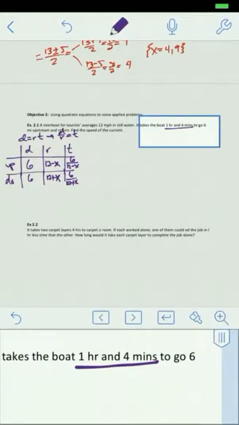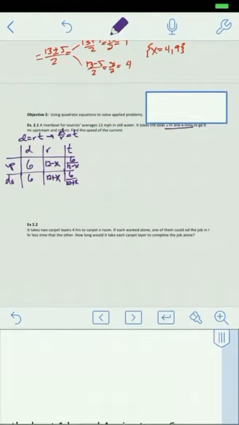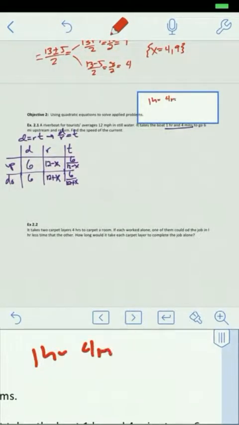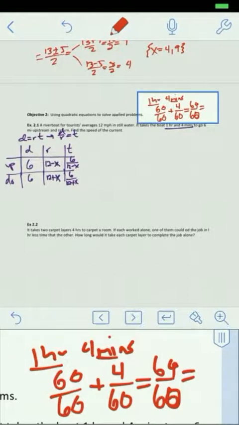Okay, their total time is 1 hour and 4 minutes. That is completely unusable as they've written it. So let's take just a moment to convert that into a fraction of hours. I have 1 hour, 1 over 1, plus 4 minutes. Let's do this in 60 minutes since we have minutes here. So 60 over 60 plus 4 over 60, which is 64 out of 60.